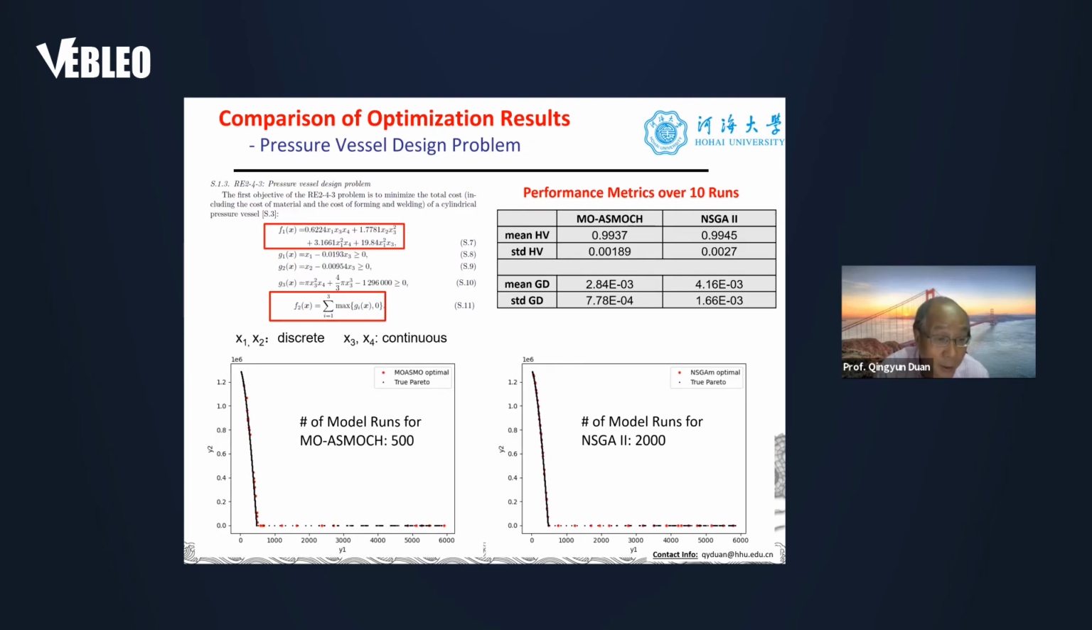So here is the expression of this model. I don't want to read through these mathematical equations, but here is the Pareto front. The black means the true Pareto, and the red dots mean our solution. Compared to the NSGA2, here we use 500, NSGA2 uses 2,000. So we get the same kind of solution. If you look at the statistics, they are very similar, and our distance is even smaller than theirs.